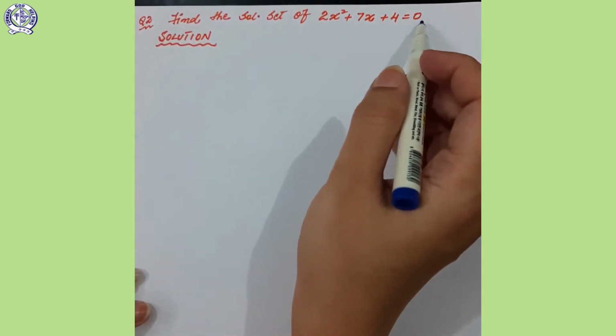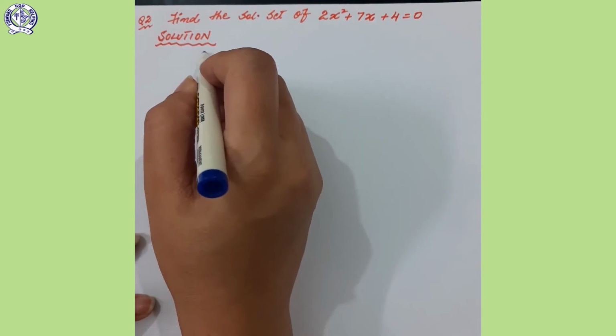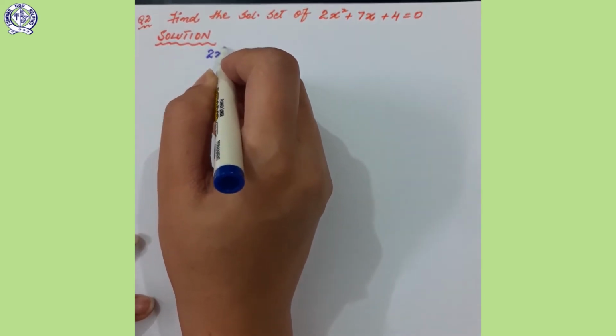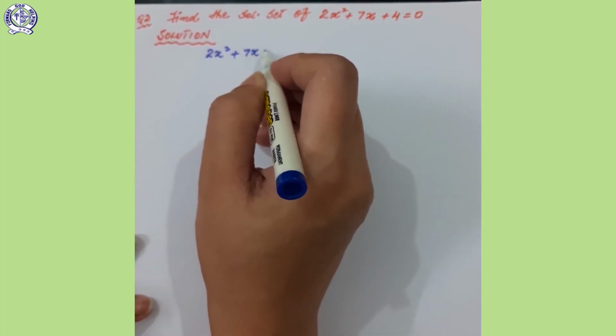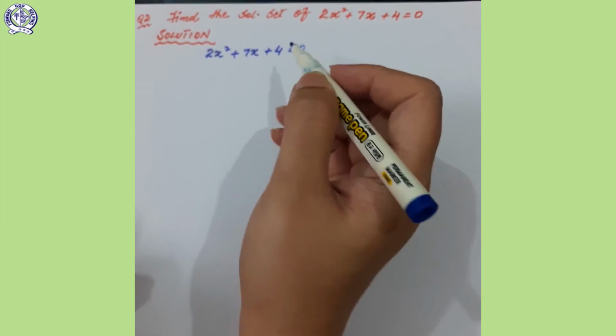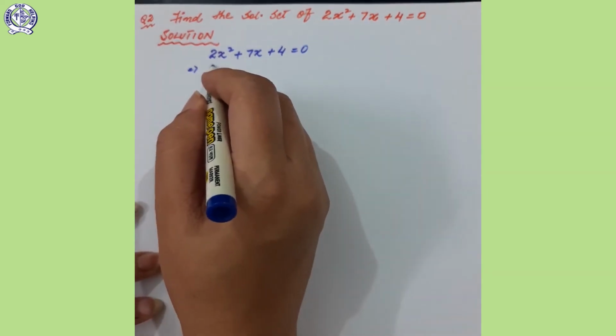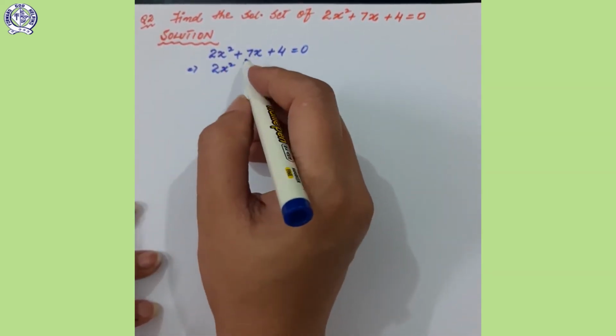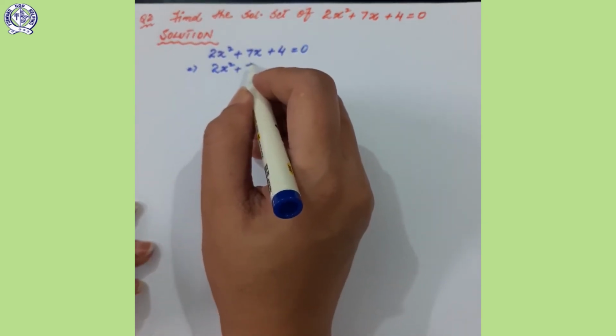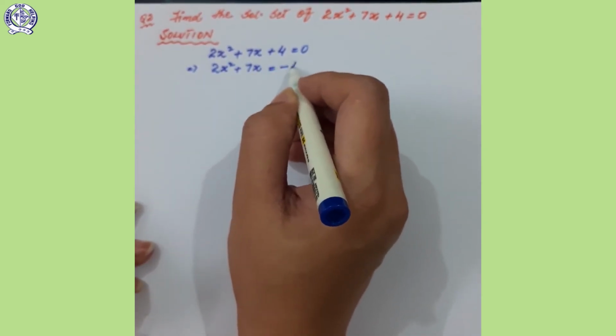Now the second example is also from your book. Find the solution set of 2x squared plus 7x plus 4 equals to 0. Now the question is in standard form, and the second step is to shift the constant term after the equals to sign. So this we will do. I'll write the question: 2x squared plus 7x plus 4 equals to 0. Shift the constant term after the equals to sign, so 2x squared plus 7x equals to minus 4.